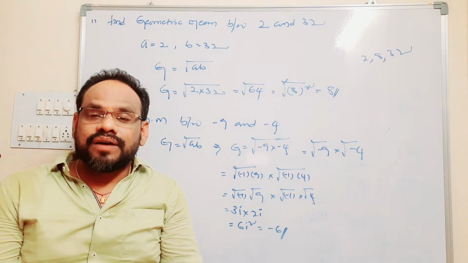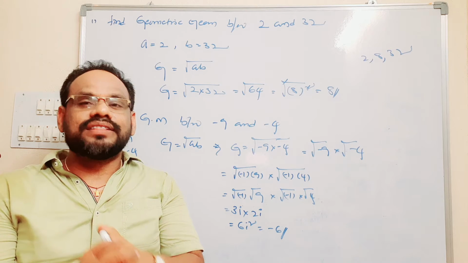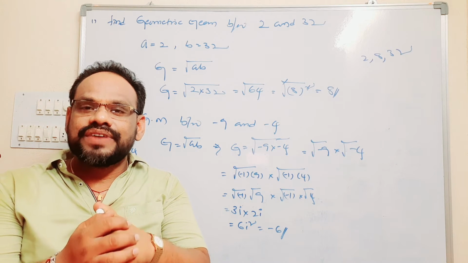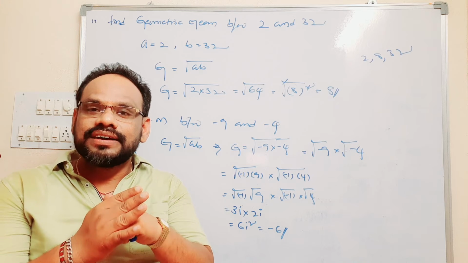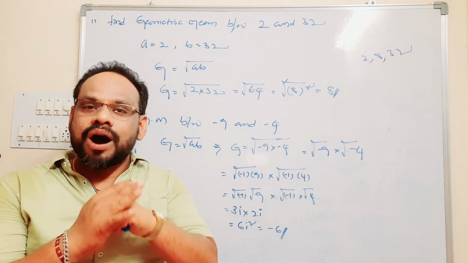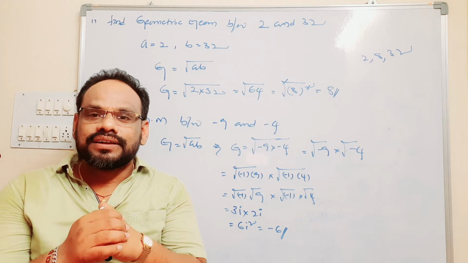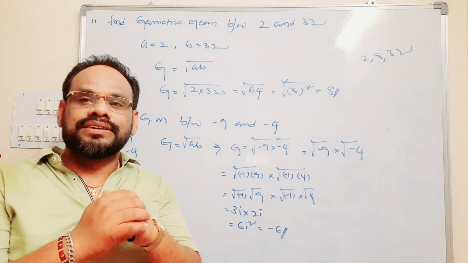If A and B have opposite signs, then the geometric mean between the two given numbers does not exist. If the given numbers have opposite signs, then the geometric mean between the given numbers does not exist. Next one.